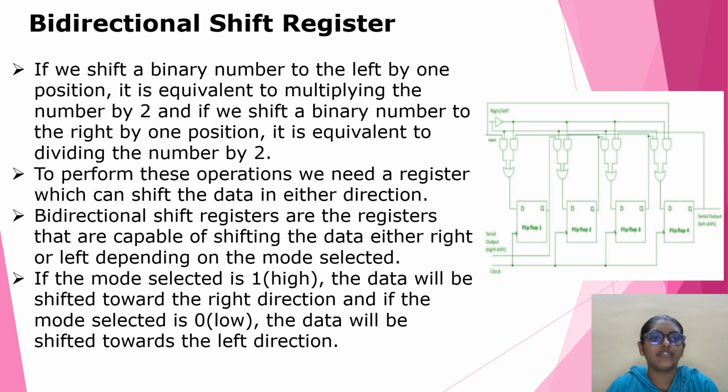Bidirectional shift register. If we shift a binary number to the left by one position, it is equivalent to multiplying the number by 2, and if we shift a binary number to the right by one position, it is equivalent to dividing the number by 2. To perform these operations, we need a register which can shift the data in either direction. Bidirectional shift registers are the registers that are capable of shifting the data either right or left depending on the mode selected. If the mode selected is one, that is high, the data will be shifted towards the right direction. And if the mode selected is 0, that is low, the data will be shifted towards the left direction.